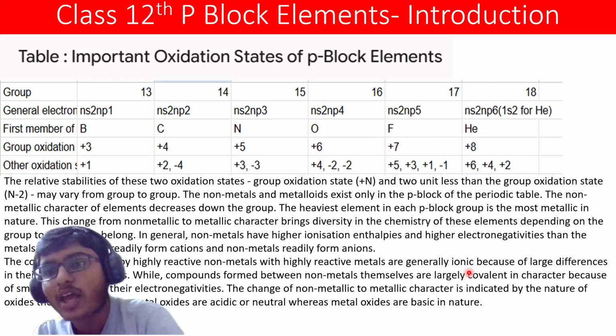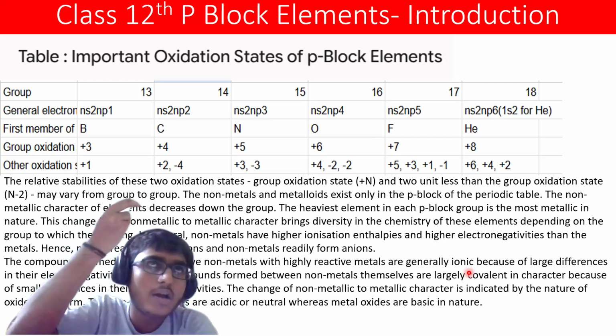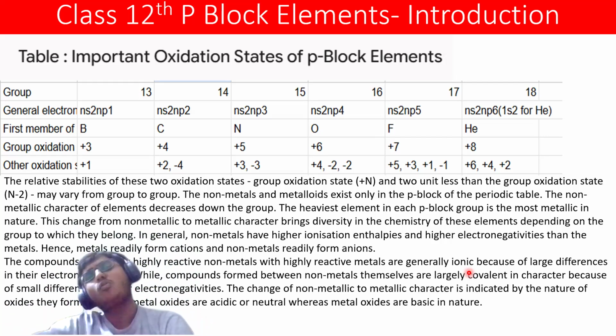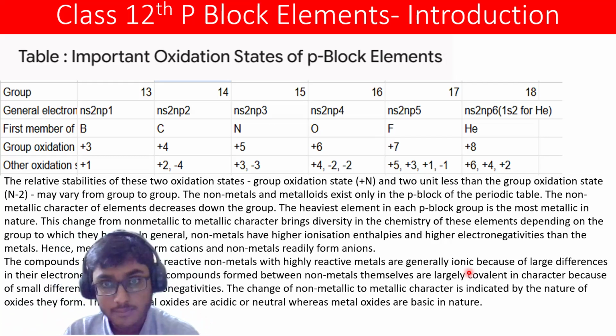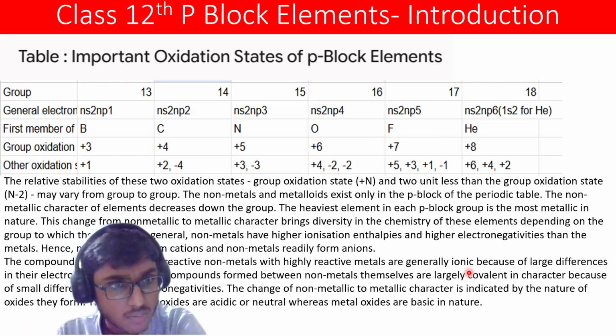So why are they generally ionic? Because of large differences in the electronegativities. Sodium is electropositive. Chlorine is also electronegative, but chlorine is more electronegative than sodium. So that's why we can see the variations in electronegativity, and generally they are ionic because of this.